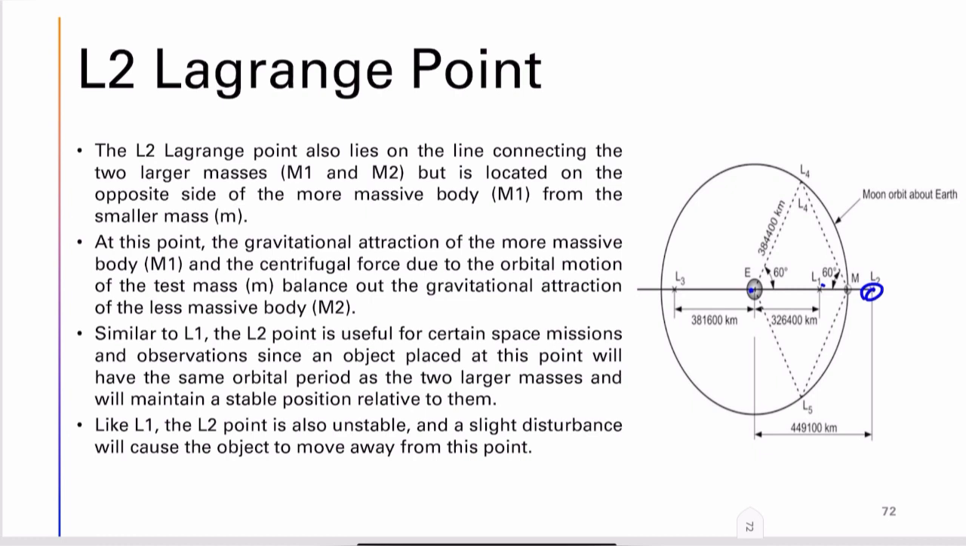Similar to L1, L2 is also useful for certain space missions and observations, since an object placed at this point will have the same orbital period as the two larger masses and will maintain a stable position relative to them. Like L1, L2 is also unstable, and a slight disturbance will cause the object to move away from this point.